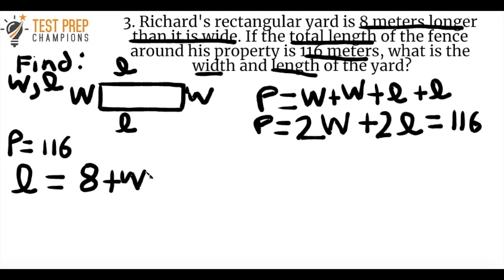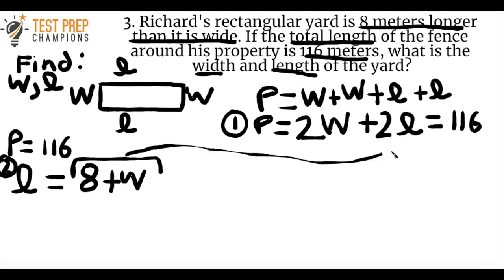So we now have 2 equations here. Our first equation is the perimeter. It's P equals 2W plus 2L equals 116. And we now have our second equation, which is down here, the length equals 8 plus W. And in this case, we want to take this L equals 8 plus W from the second equation, and we're going to go into the first equation and substitute this 8 plus W for L.